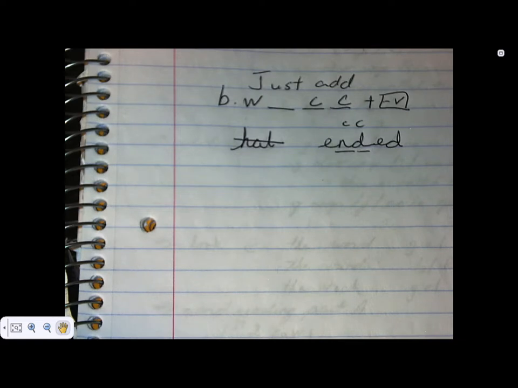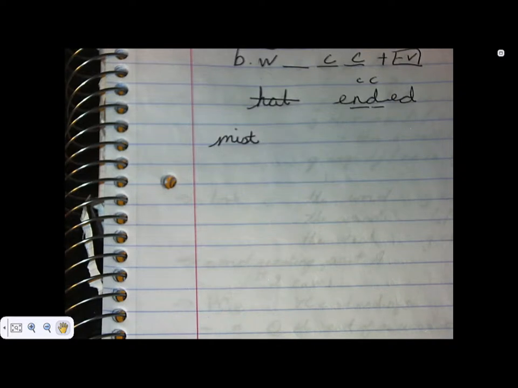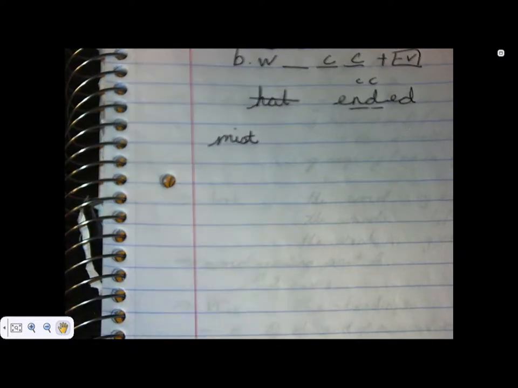So now let's look at a few words to prove that out. Okay? We just did ended, so let's do this next word. It's going to be M-I-S-T. The word is mist. Okay? And we want to add suffix ed like we just did.